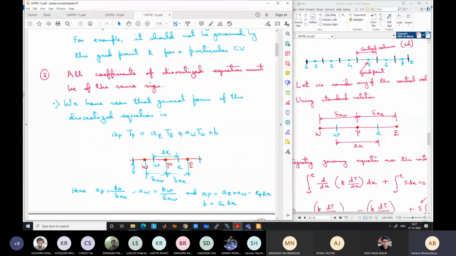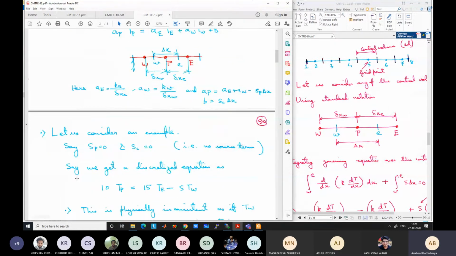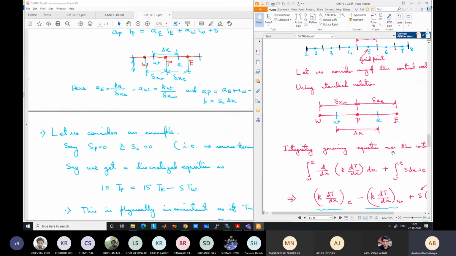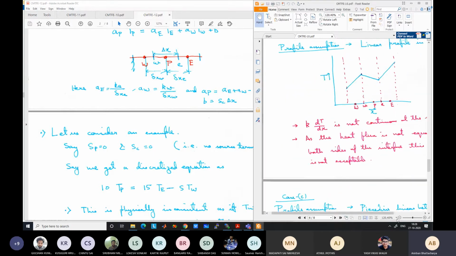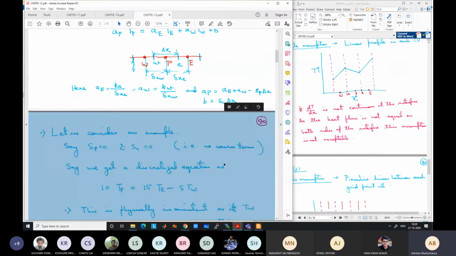Let us consider an example where the source term is 0. So b is 0, there is no source term, S_P and S_C are 0. Basically, we have a_P T_P equal to a_E T_E plus a_W T_W. Say after doing some discretization we have obtained this equation: 10 T_P equals 15 T_E minus 5 T_W. What was the discretized form of the equation? Let us take a look here. I hope you can see it. Screen space is limited.